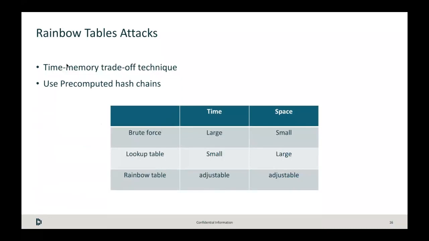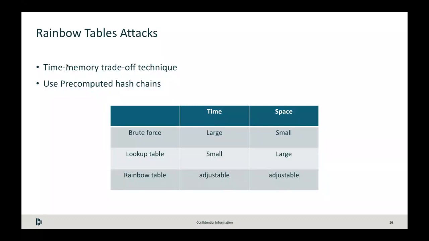We don't have time to go into much detail of this rainbow table cracking solution, but there's a comparison table for this. Brute force attacks will take large computation time but small space in the computer. But a lookup table will take large space on the devices, but very small computation time because it just needs to search. And rainbow tables are adjustable for both time and space, depending on the attacker's hardware.